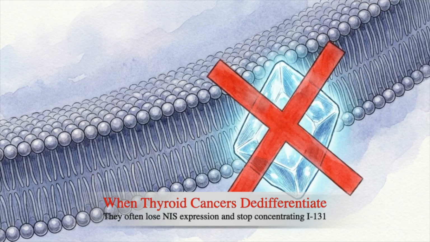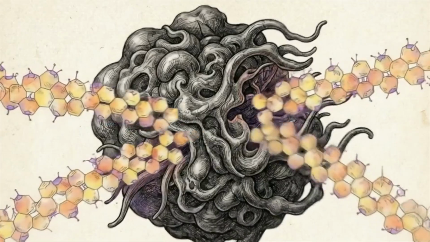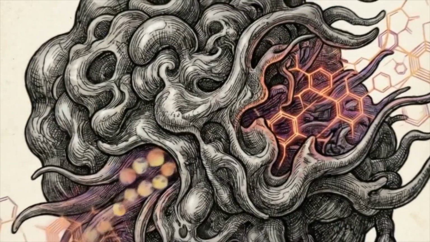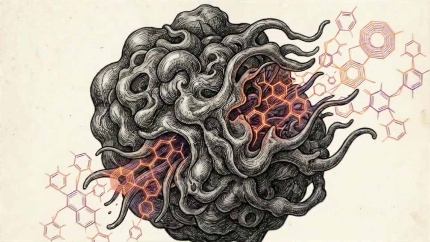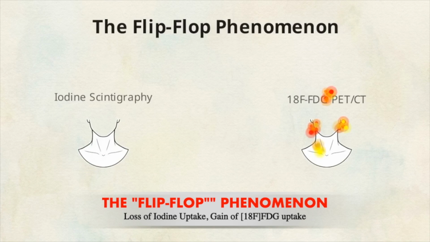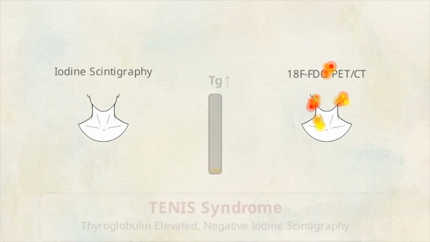Aggressive thyroid cancers can dedifferentiate, losing expression of the NIS importer and stopping iodine concentration entirely. The metabolic consequence of this mutation is immediate. To sustain its rapid, uncontrolled growth, the tumor develops an aggressive reliance on glucose. This side-by-side scan illustrates the result, known as the flip-flop phenomenon. On the left is a negative iodine scintigraphy scan, showing a complete lack of uptake. On the right, an 18F-FDG PET map glows intensely, revealing hidden, glucose-hungry metastases.